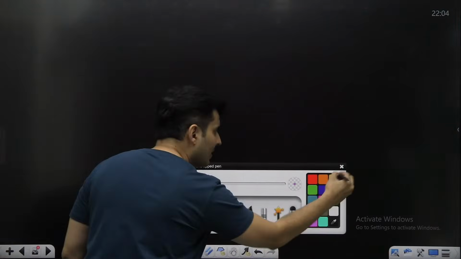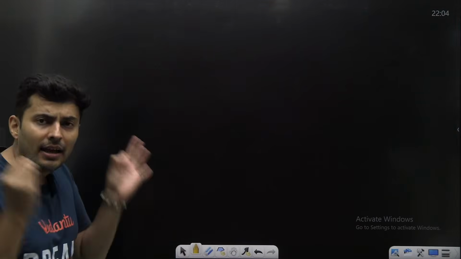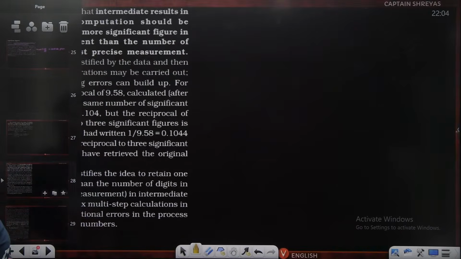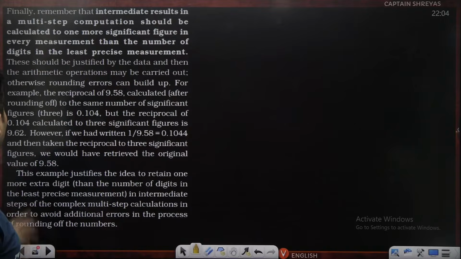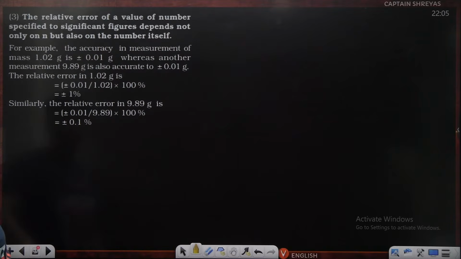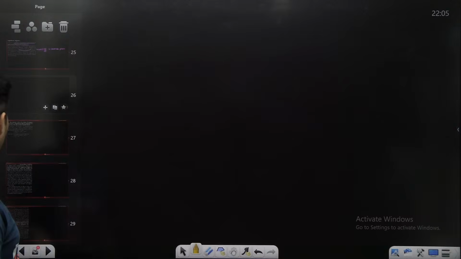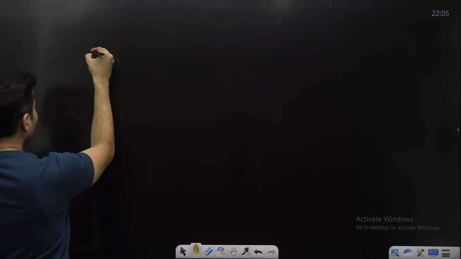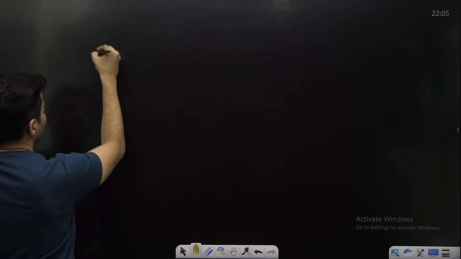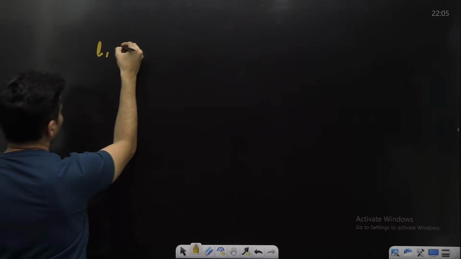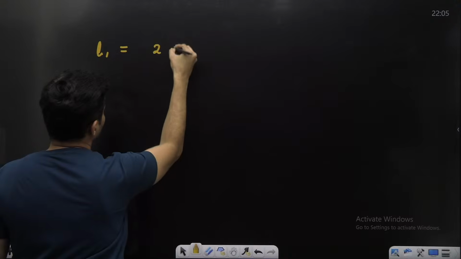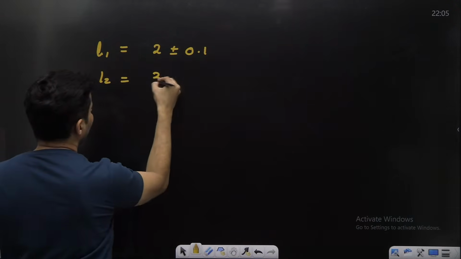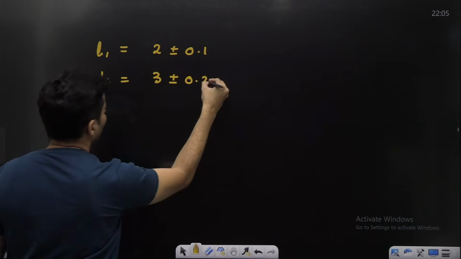Now, whenever you add and subtract, their errors also get added and subtracted. And what happens while multiplying and dividing will also come to it. So we'll talk about addition, subtraction, and multiplication, division, etc. So, say for example, you are measuring length 1 to be 2 plus minus 0.1, length 2 to be 3 plus minus 0.2.